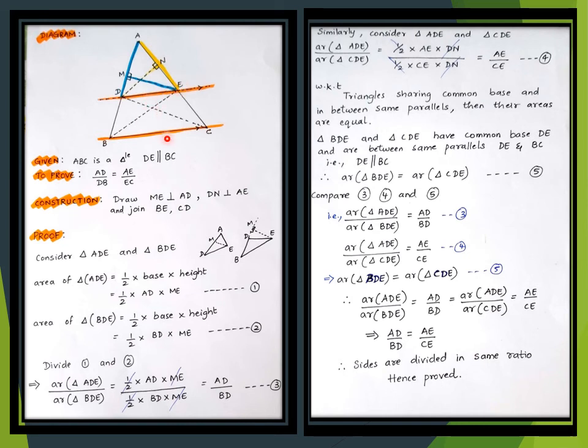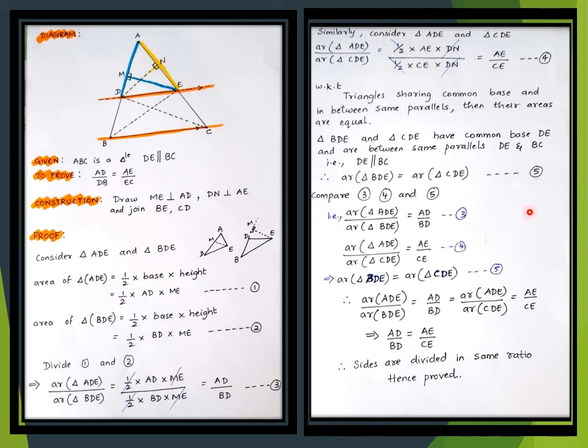Then are they lying between the same parallels? Yes, they are, because DE is parallel to BC. So the area of triangle BDE is going to be equal to the area of triangle CDE. That is what is written here. Area of triangle BDE is equal to area of triangle CDE. Give it as equation number 5.